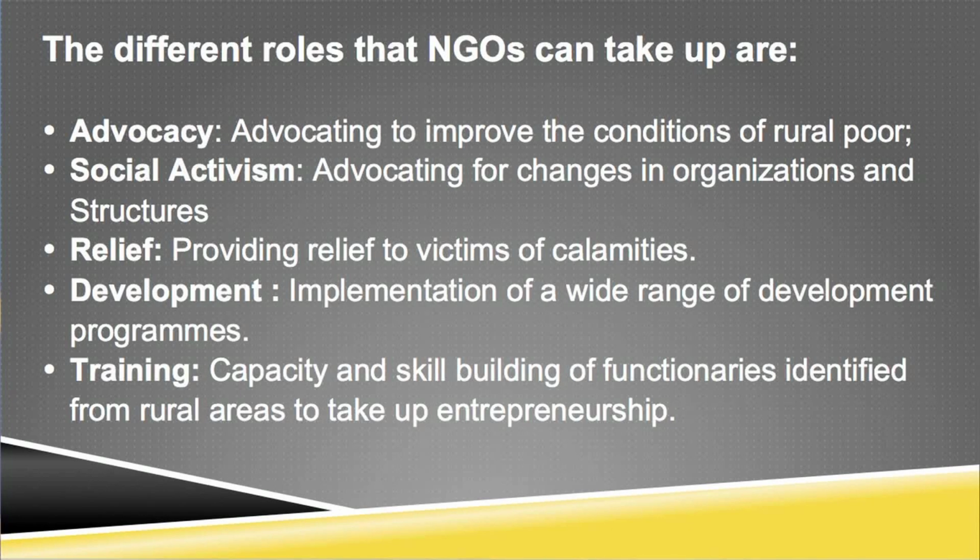It can operate at local, national or international level and undertake different activities related to human rights, environment or developmental aspect. The different roles that NGO can take up are advocacy, advocating to improve the conditions of rural poor; social activism, advocating for changes in organization and structures; relief, providing relief to victims of calamities; development, implementation of a wide range of developmental programs; training, capacity and skill building of functionaries identified from rural areas to take up entrepreneurship.